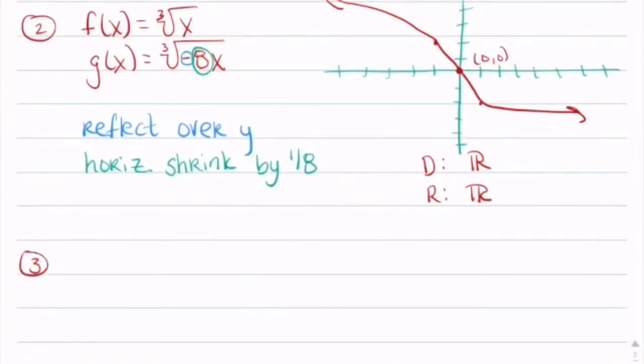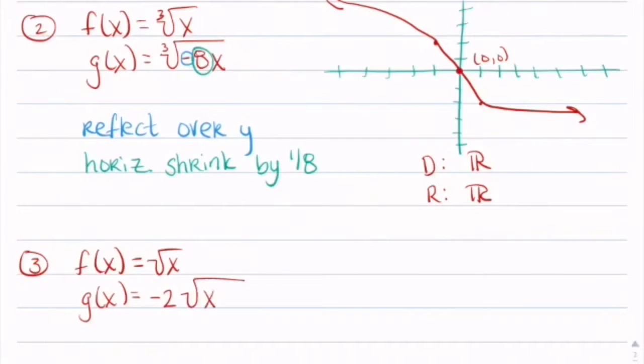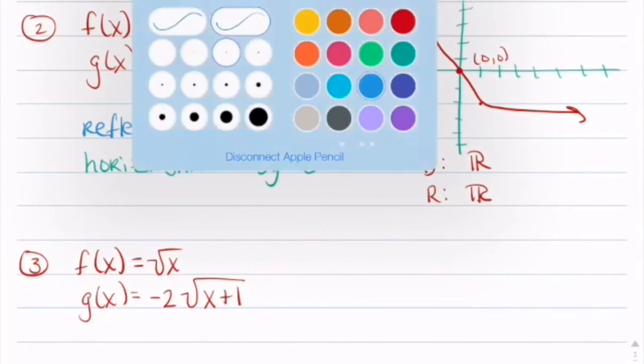This time, we're going to go back to looking at a square root function. So f of x is the square root of x, our basic parent function, and g of x is now equal to -2 times the square root of x plus 1. So let's break down our transformations.